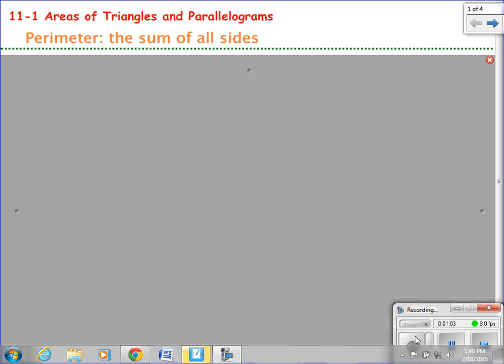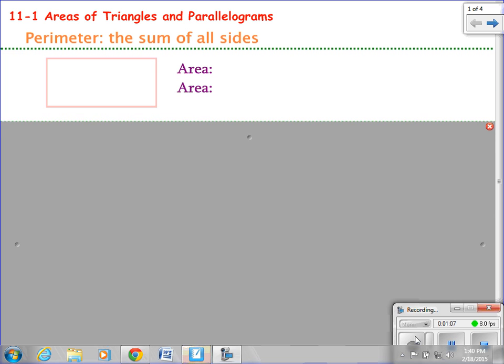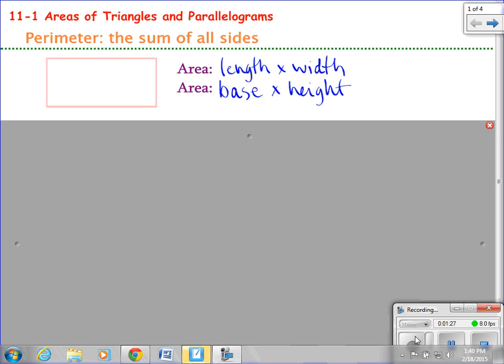Okay, you're just simply going to add up all of the sides on the shape. Area does have a formula. Okay, some people think of it as length times width, and others call it base times height. Okay, we're going to use the base times height version of it. We're going to abbreviate it as B times H though.